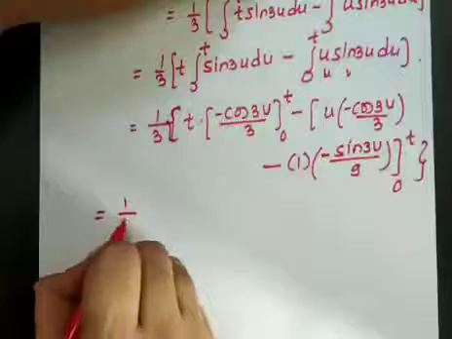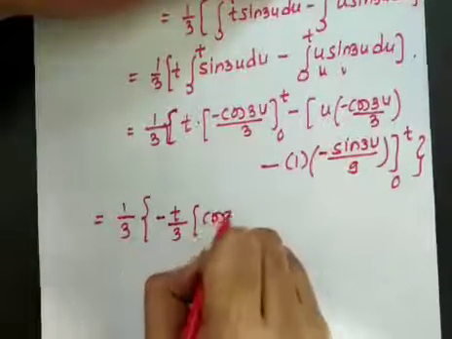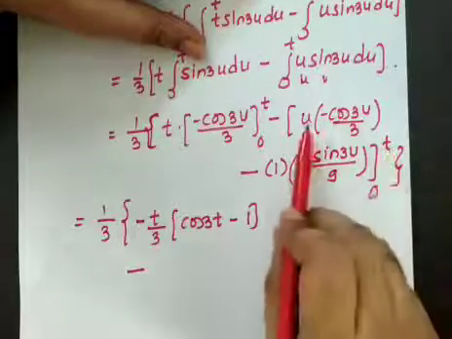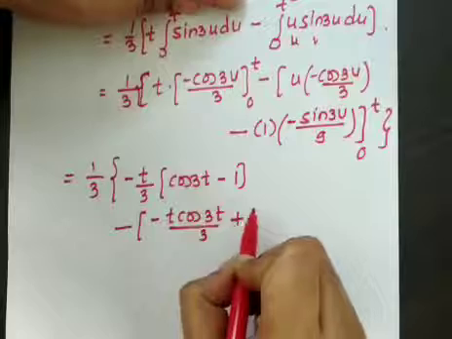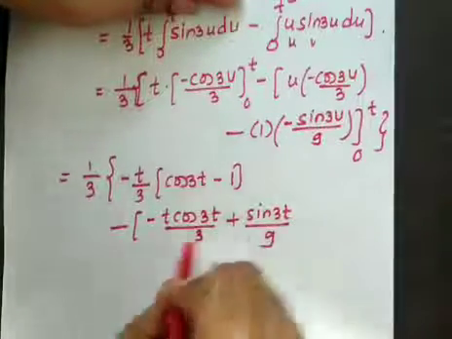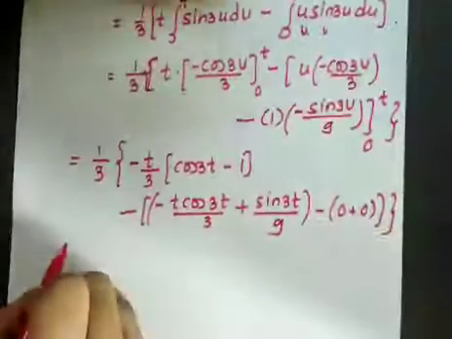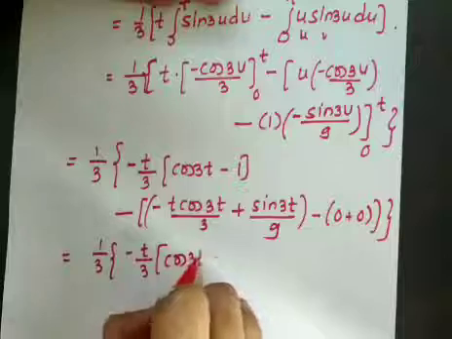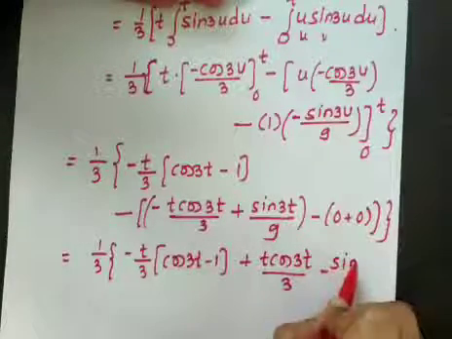That is equal to 1 upon 3, that minus I'll take out, 3 I'll also take out, minus t by 3 cos 3t minus cos 0, that is 1. Then minus, upper limit is t, so it is minus t cos 3t upon 3. Then minus minus plus sin 3t upon 9. This is upper limit minus lower limit. U is 0, so 0 into anything is 0, and sin 0 is also 0. That is equal to 1 by 3 into minus t by 3 cos 3t minus 1, minus plus t cos 3t by 3 minus sin 3t by 9.